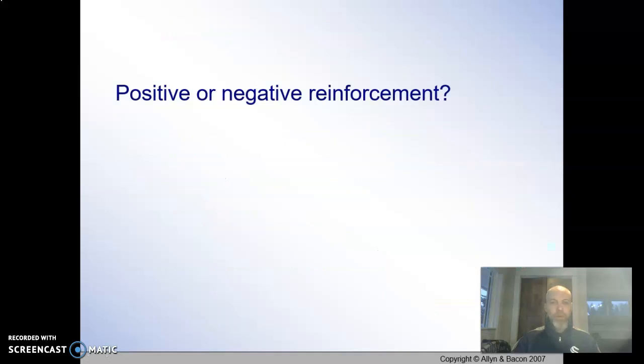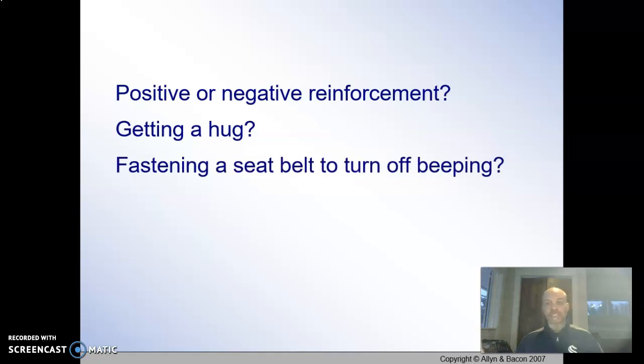Okay, let's look at a couple of examples. Getting a hug. Well, I'm going to call that positive reinforcement. Okay, I like getting a hug. It's something that's added to the situation. Okay. Oh, I was so upset when my wife got a different car because the old car didn't really have one of those seatbelt beeping things. This one has one of those beeping things, and it gets louder real quick if you don't put your seatbelt on, which is good. That's a good thing. You need to wear your seatbelts.